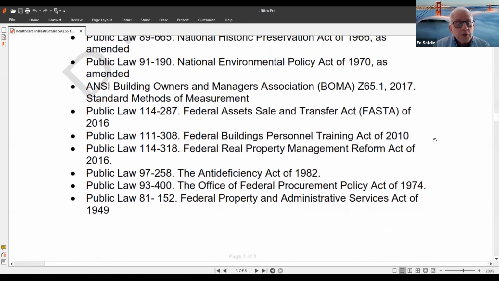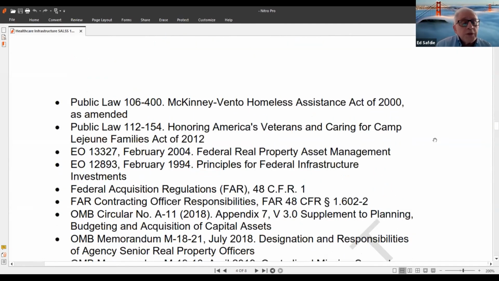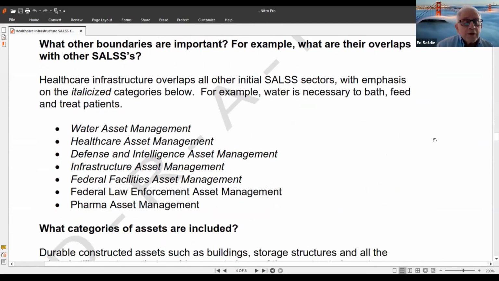Could we go to page 3, John, where it says boundaries? Here we go. I mentioned those boundaries. The ones that you see in italics on the list of other sectors are the ones that can most deeply affect the healthcare infrastructure. I've already talked about those a little bit, so I'm not going to go into further detail. Suffice to say, the healthcare infrastructure is dependent upon and can be influenced by the other sectors.